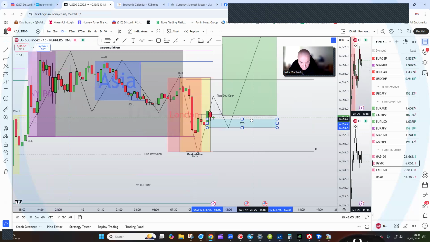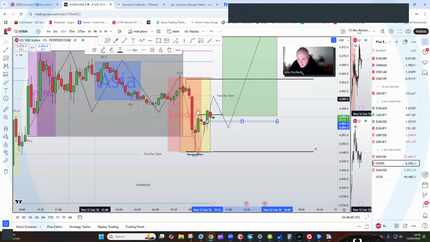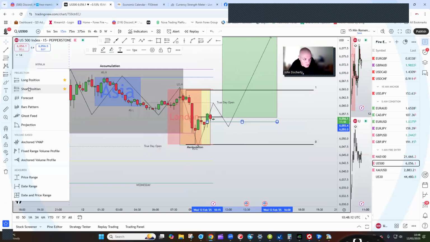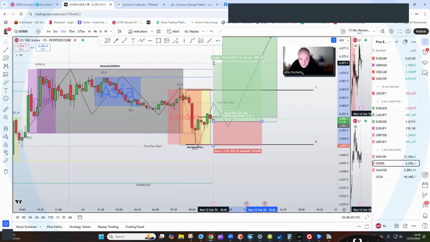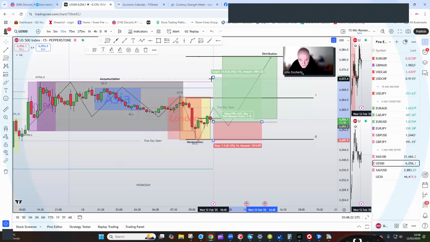At least there looks to be as if there's going to be an entry which goes into here. We're going to go into a long. We want to see this tapped into. That's the possible SL up to a 1 to 2. That's the 1 to 2 model.